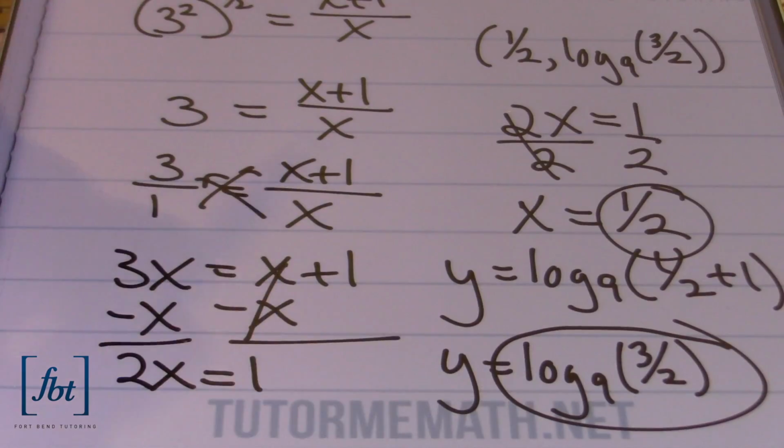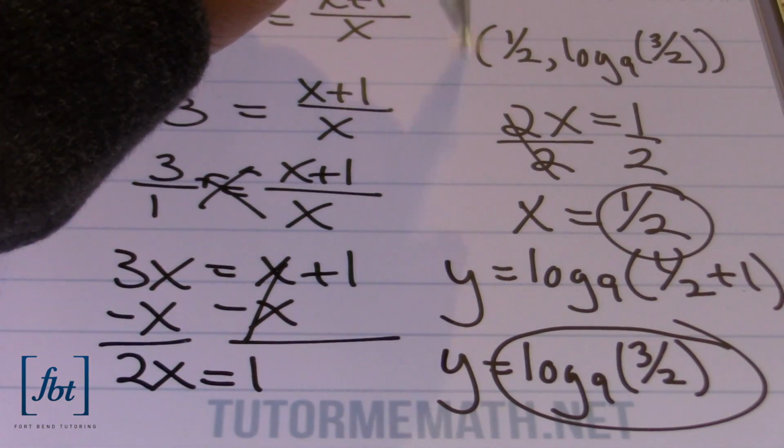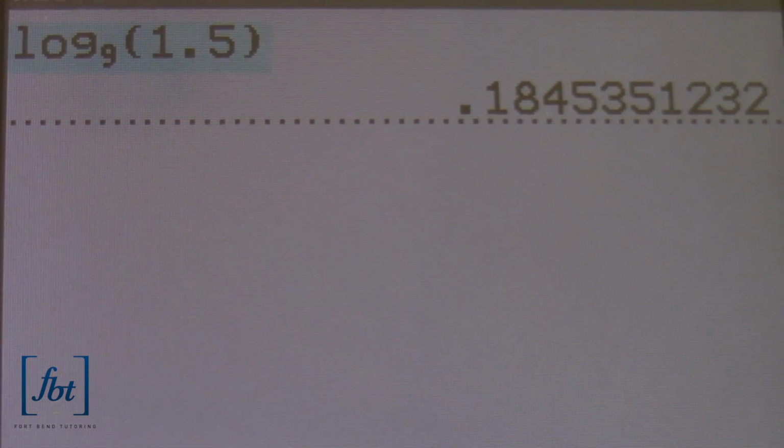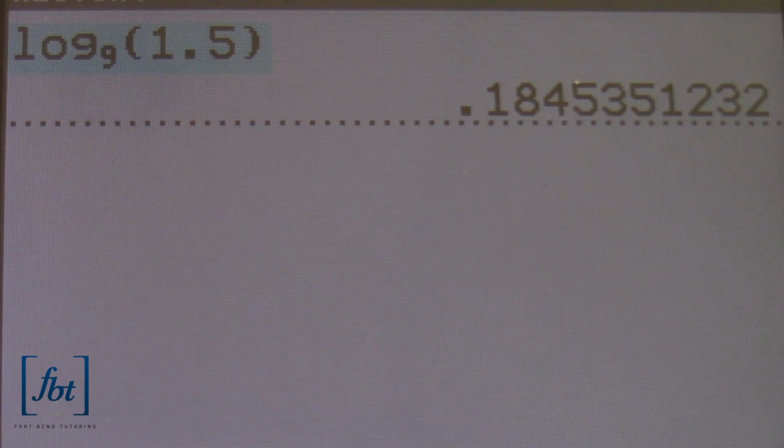This is the exact value of y in our point that shows the intersection for the system for problem number 3. So we're going to red box it. The exact value of log base 9 of 3/2, or 1.5, is going to be approximately 0.185.